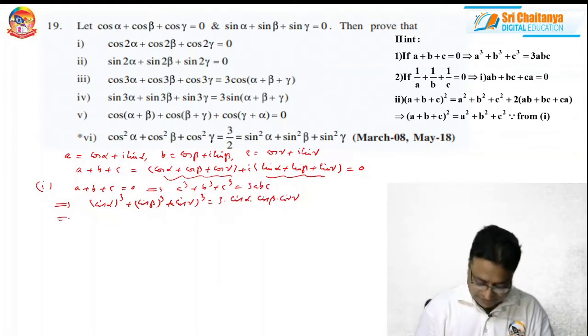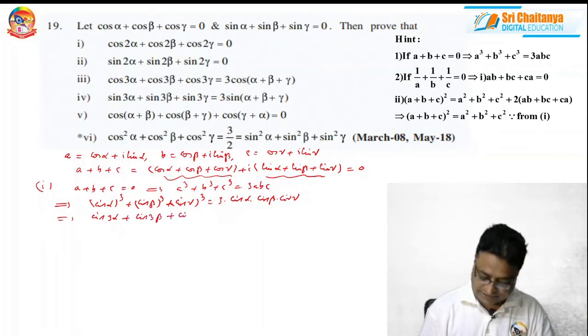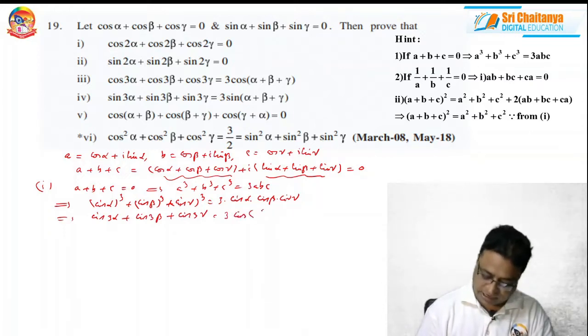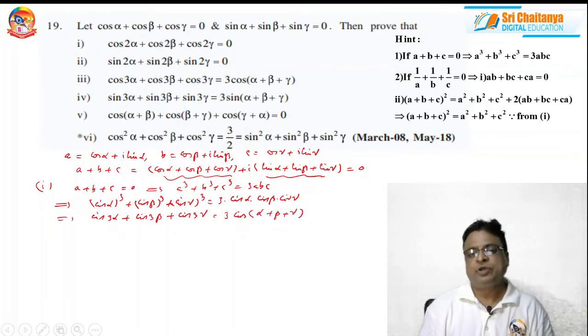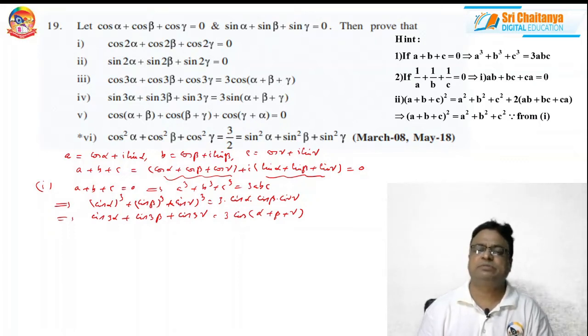Now, what is cis alpha whole cube? That is cis 3 alpha, I can write this as cis 3 alpha. So this is cis 3 alpha plus cis 3 beta plus cis 3 gamma equal to 3 into cis alpha into cis beta into cis gamma, which is equal to cis alpha plus beta plus gamma. Please don't get confused, that is not cos, that is cis. So now what I am doing is, compare real and imaginary parts on both sides.